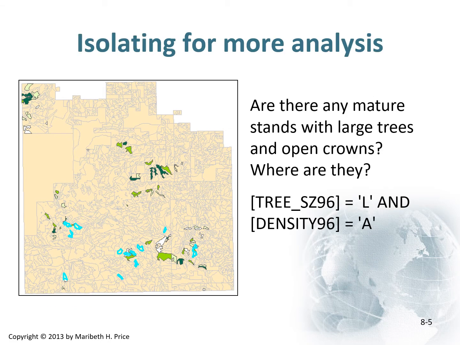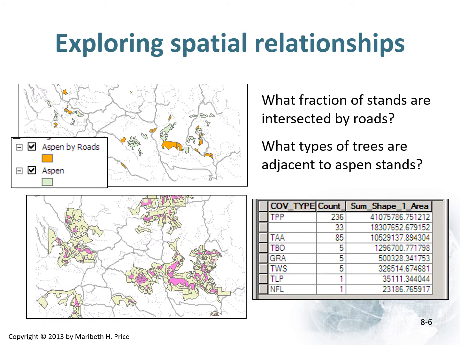You can also isolate subsets of things for other analysis. For example, if you look at the tree size or the density, you can use this to select a subset of the subset that you might want to do more analysis on. You can also use queries to help explore spatial relationships. Things like what fraction of the stands are intersected by roads, what types of trees are adjacent to the aspen stands. All these are things that you can look up and identify using various queries.